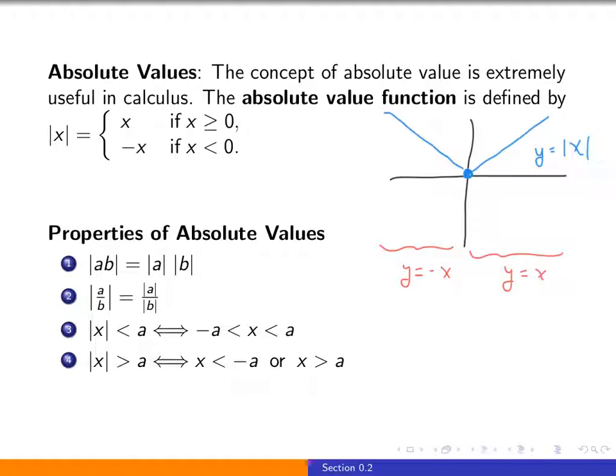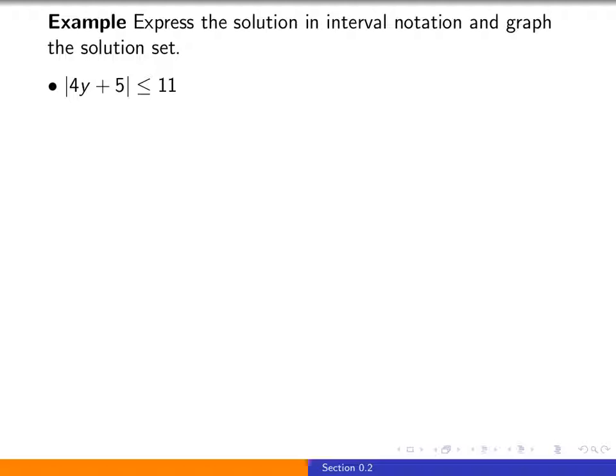Let's look at a few examples of this in action. So the first inequality we have is that the absolute value of 4y plus 5 is less than or equal to 11. And the first step involved with solving one of these absolute value inequalities is to rewrite the inequality without the absolute value. So this expression 4y plus 5, if it is positive, it has to be less than or equal to 11. And if it's negative, it has to be bigger than or equal to minus 11.